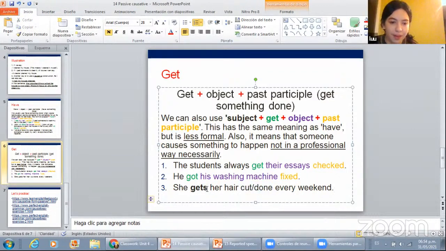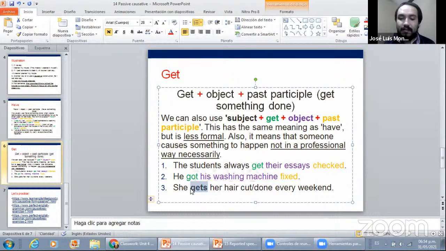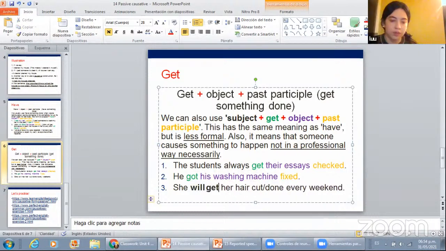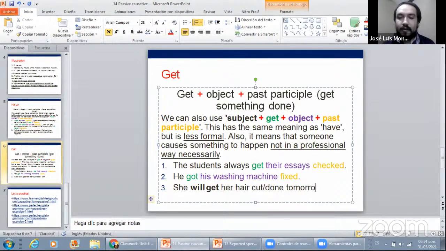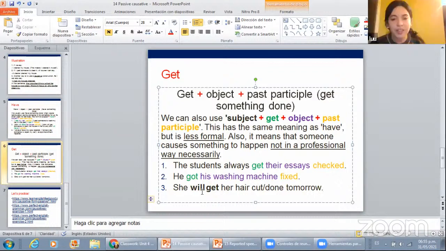You can also write that in future like this. She will get, all right? She will get her hair cut every weekend or tomorrow, all right? So the only thing that you need to change, Luciana, is the main verb. If that is in present, then it's present. Do you have any extra questions? Let me know. No, teacher, thank you. Okay, great, thank you, you're welcome.